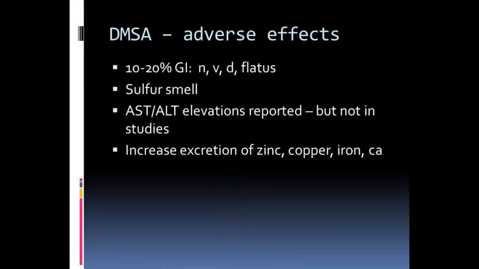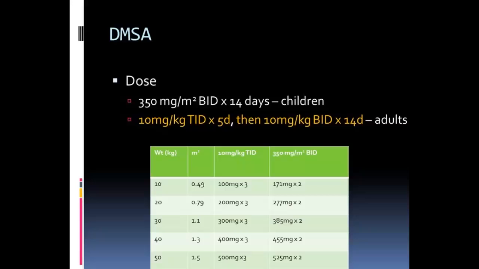The adverse effects are fairly small. It does smell like sulfur, not surprisingly, because it has those 2 thiol groups on it, mostly GI with flatus and nausea, vomiting, diarrhea. It does increase excretion of zinc, copper, iron, calcium, so many people will give multivitamins and supplementation with the chelating medications.